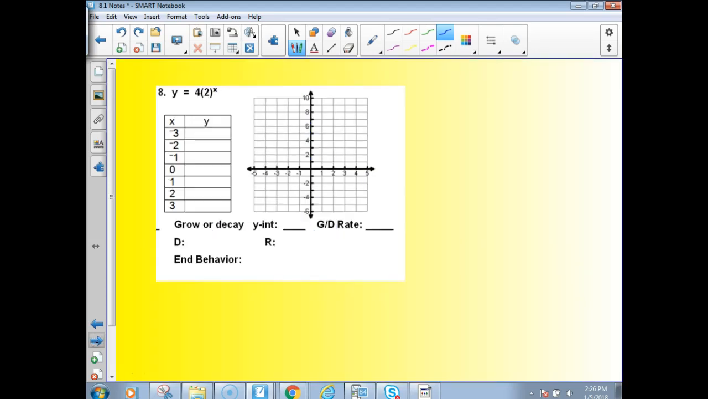Okay. 8. 4 times 2 to the x. We've got a is 4, b is 2. So this should be growth with 0, 4 as your y-intercept. Growth rate of 2. Domain negative infinity to infinity, and the range 0 to infinity.